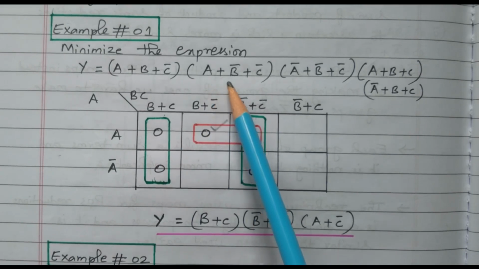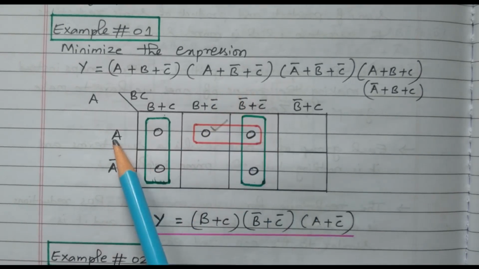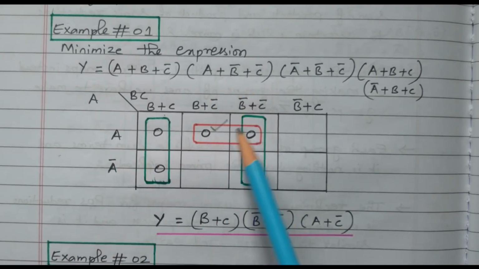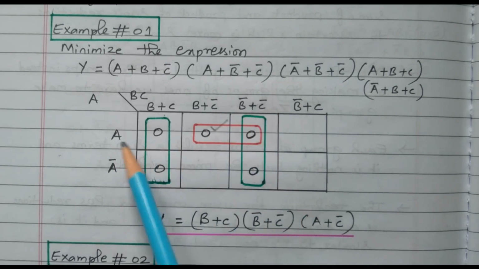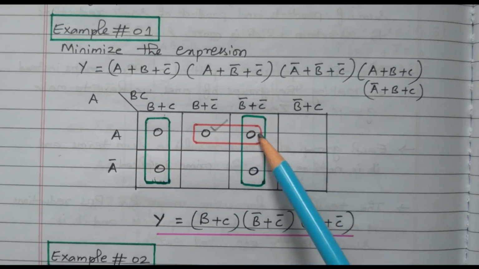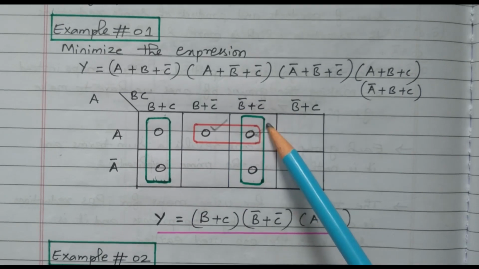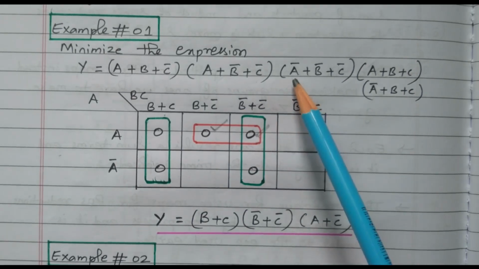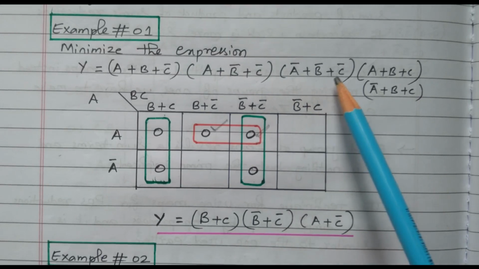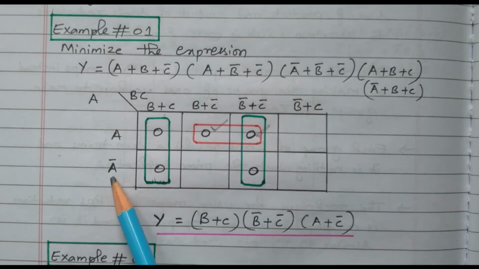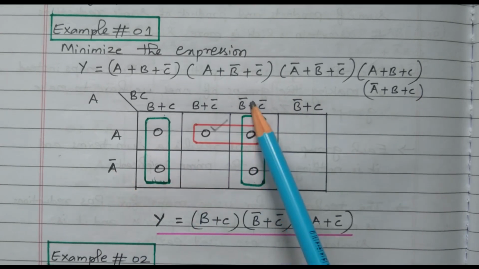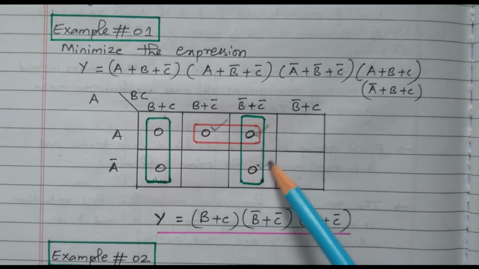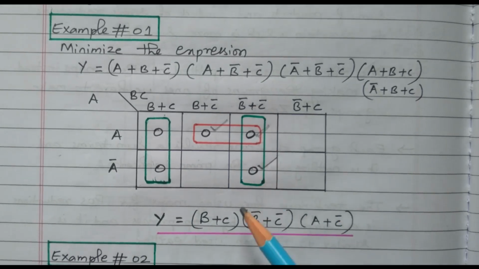Then A, B bar plus C bar. Here A is available. Where is B bar plus C bar? Here available, B bar plus C bar. So A, B bar plus C bar, this is the second term. Then A bar plus B bar plus C bar. Is A bar available? Where is B bar plus C bar? This B bar plus C bar. So A bar, B bar plus C bar is the third term. The third term is marked as 0.